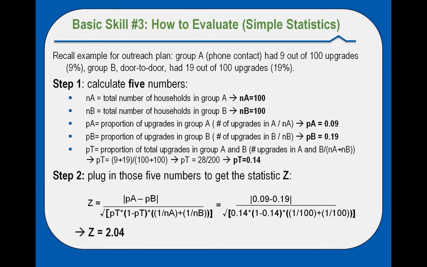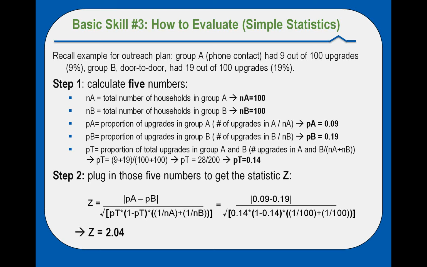Okay, so now we're going to get to basic skill number 3, and I'm going to tell you how you can do this. If you remember the example for that third question, the outreach plan, Group A, which is the phone contact group, had 9 out of 100 upgrades, which is 9%. And Group B, which had the in-person or door-to-door contact, had 19 out of 100 upgrades. So that's 19%. Okay, so step 1 is to just calculate 5 numbers.